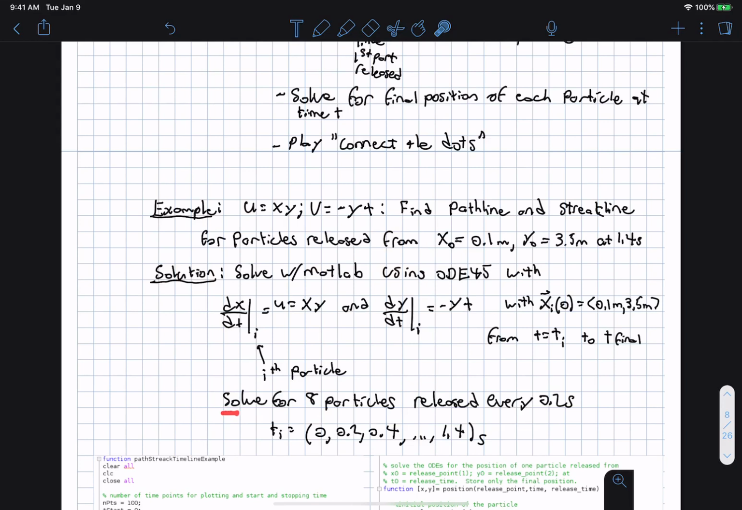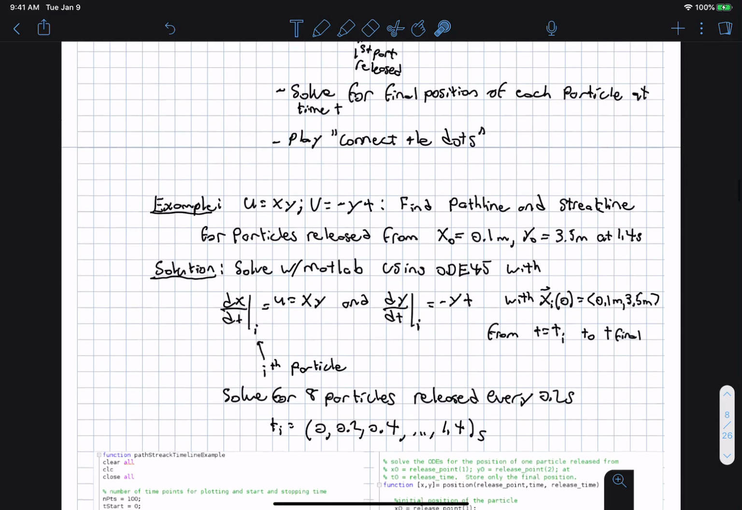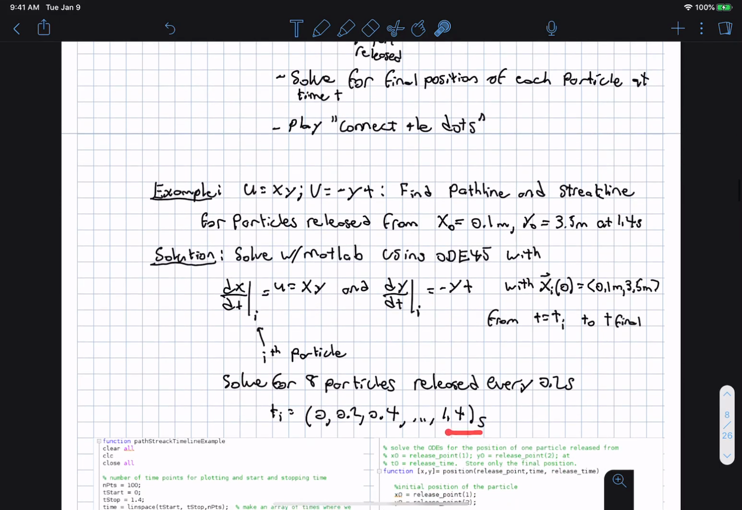Now for the streak lines, we have to pick a number of particles and release them at different times. So we basically solve these ODEs for a whole bunch of particles. Here I just pick 8, and I'm going to release them every 0.2 seconds. So basically t_i, the release time for the first particle, is 0. It's released right away. The release time for the second particle is 0.2, and so forth all the way to the last particle, which is released at 1.4 seconds.